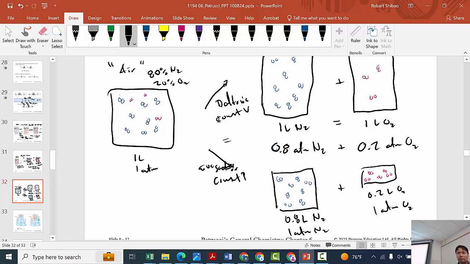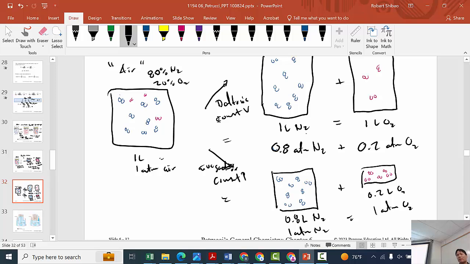No. Avogadro's is constant pressure. So do you see 1 atmosphere of air is equal to 1 atmosphere of nitrogen, which is equal to 1 atmosphere of oxygen? Whereas Dalton's, we have 1 liter of air is equal to 1 liter of nitrogen, which is equal to 1 liter of oxygen.